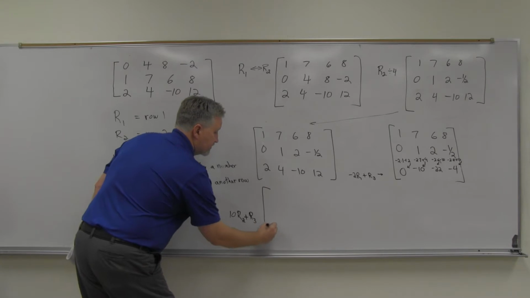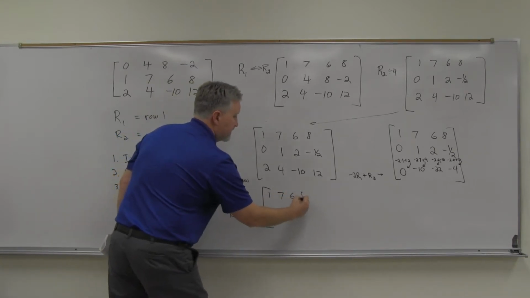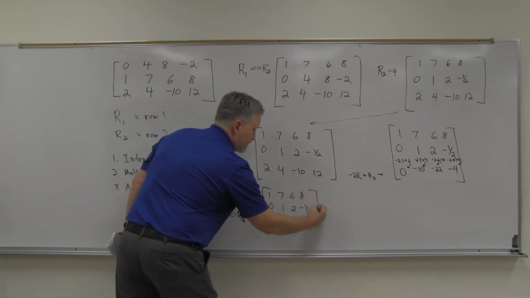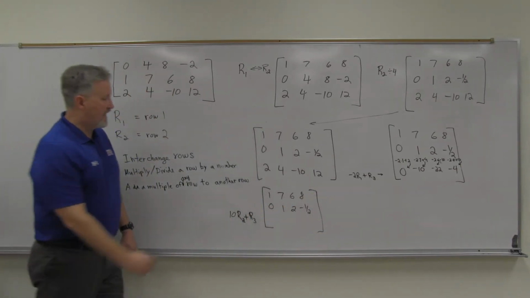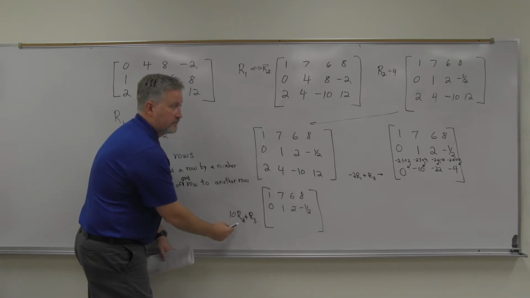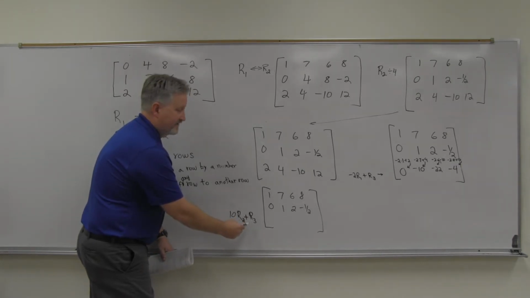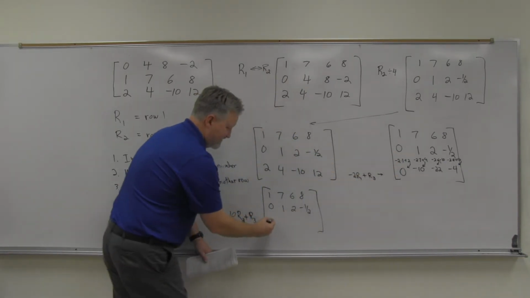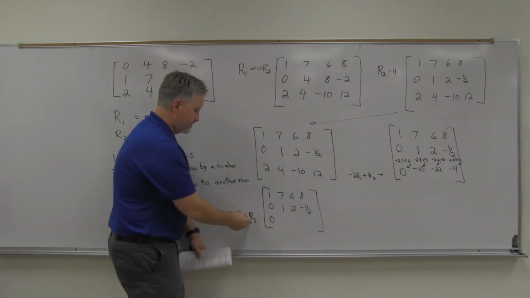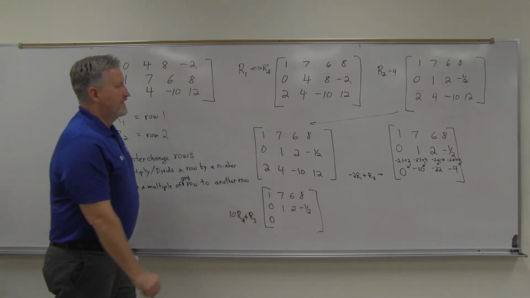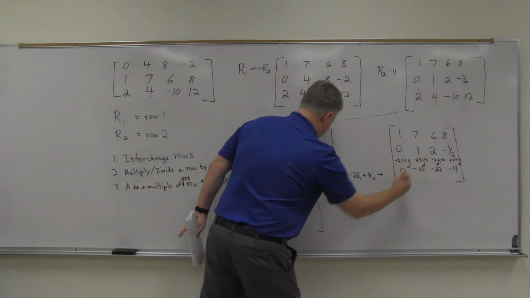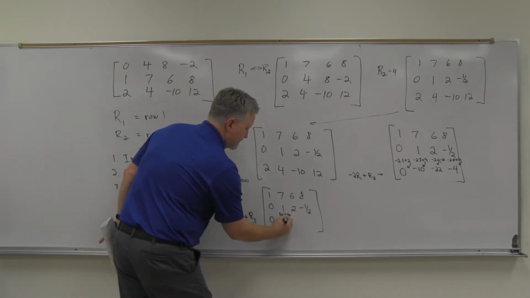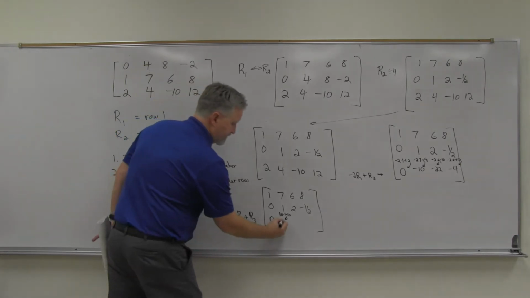So 1, 7, 6, 8, 0, 1, 2, negative a half. Those two rows stay the same. But now I'm going to take 10 times row 2 and add that to row 3. Well, the good news about the zeros here is that it's still going to stay 0, because 0 plus 0 is 0. Now I have 10 times 1 minus 10. And that goes here, right? 0. That's what we want.